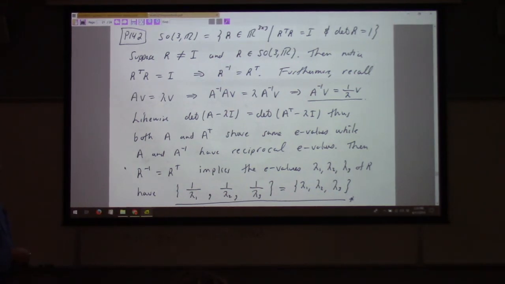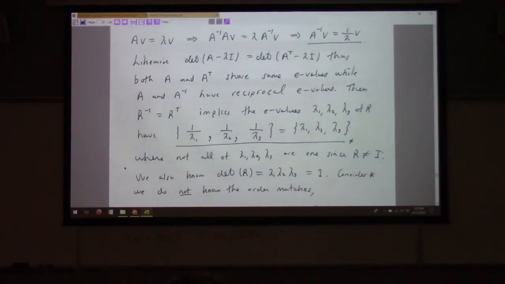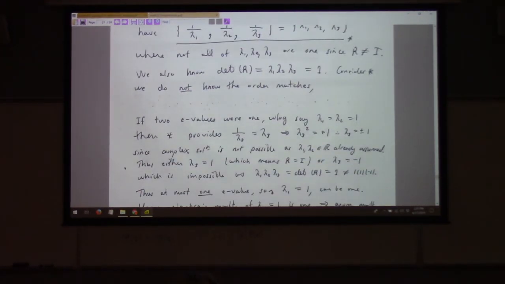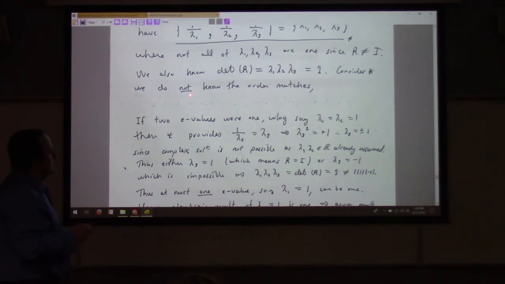So how do you make that happen? And what else do we know? The determinant of the matrix is 1, right? So the product of these guys also has to be 1. So how do you do that? How do you have 3 things? Lambda 1, lambda 2, lambda 3 is 1. We do not know that the order matches, of course.